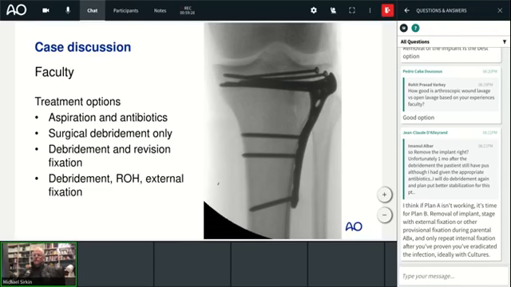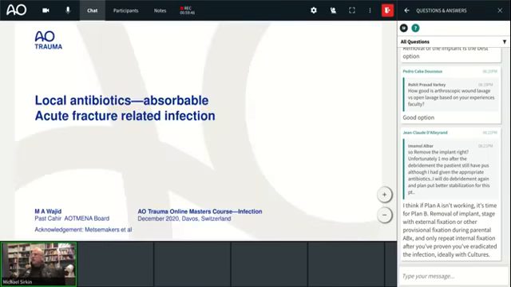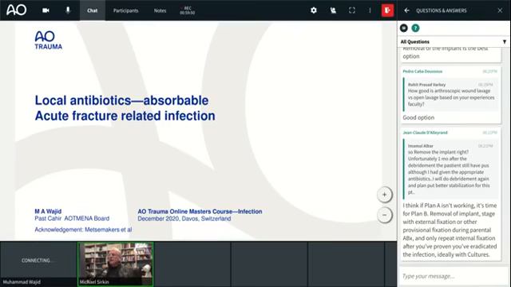And the patient was taken to the operating room, had an arthrotomy and a lateral approach. Here he is now at 4 weeks. He came in at 3, here he is at 4. And we see a washout with some local antibiotic beads. So at this point, let's talk a little bit about local antibiotic beads and what they can do for us for local antibiotic delivery. And we'll bring Mohammed Wajid up to give us a talk on that.